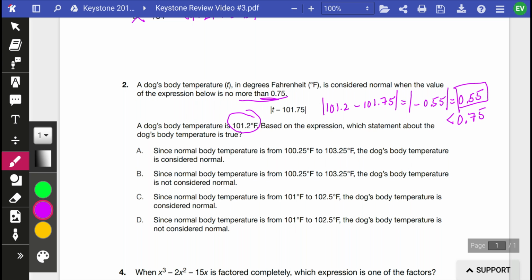Since the normal body temperature is from 100.25 to 103.25, the dog's body temperature is considered normal. Well, we want to say is considered normal. So that leaves out B and D. So those two are definitely not there because the dog's body temperature is normal.